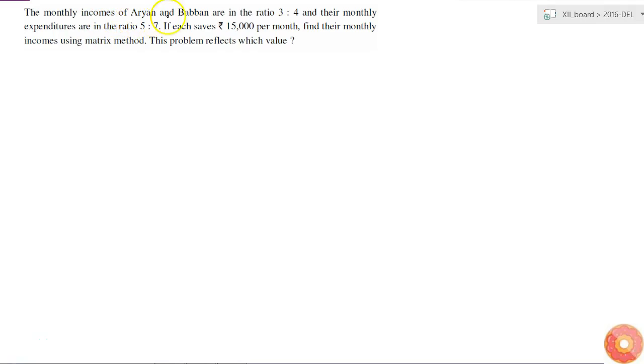The monthly incomes of Aryan and Babban are in the ratio 3:4 and their monthly expenditures are in the ratio 5:7. If each saves rupees 15,000 per month, find their monthly incomes using the matrix method.